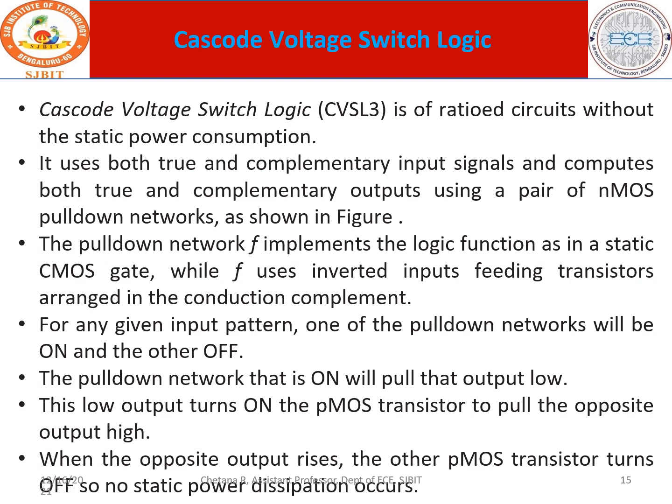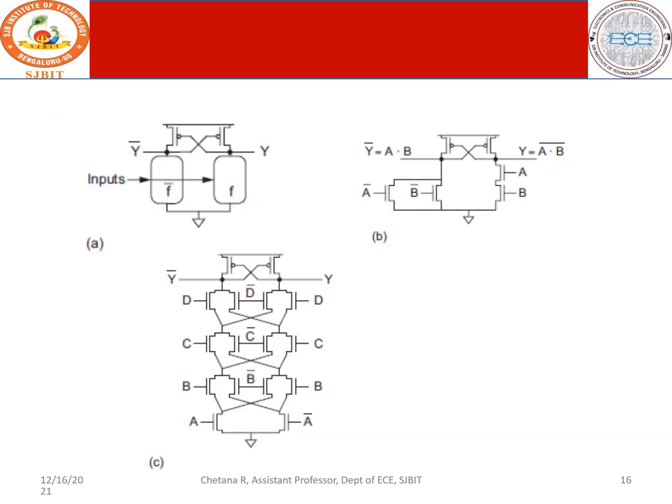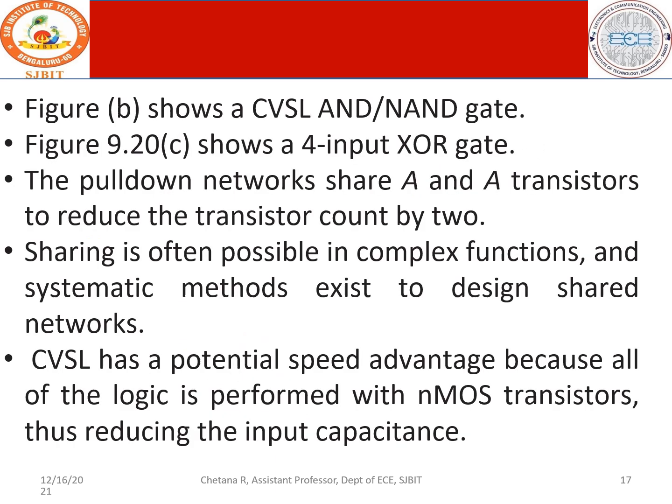So we will first look into the diagram. This is the cascode structure, where you have crisscross junctions. One input feeds the other output. This is how it shows, and this is your cascode structure. Figure B shows a cascode AND and NAND gate. Normally you have the combination of AND and NAND, and that is the beauty of cascode structure. Similarly, it shows a 4 input XOR gate. The pull down networks share A and A-bar transistors to reduce the transistor count by 1.